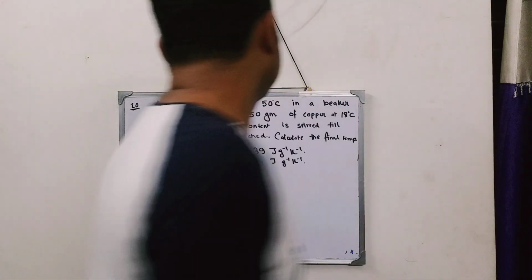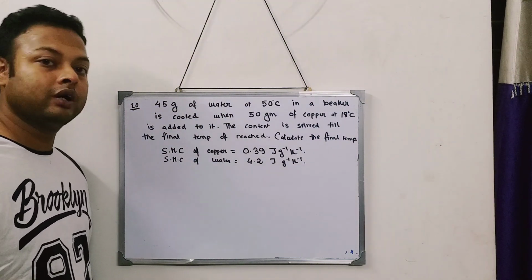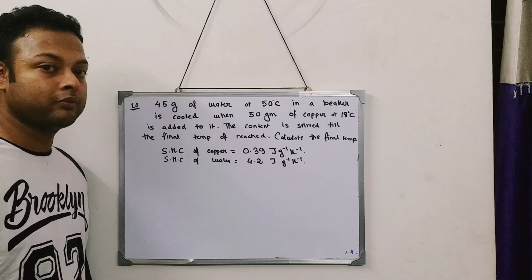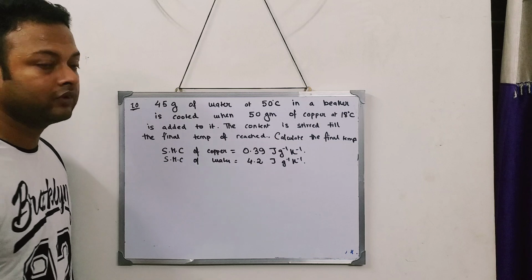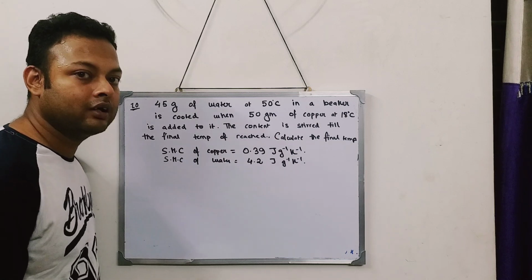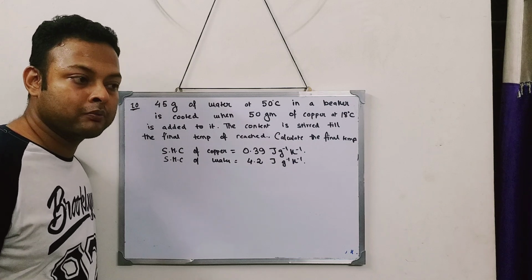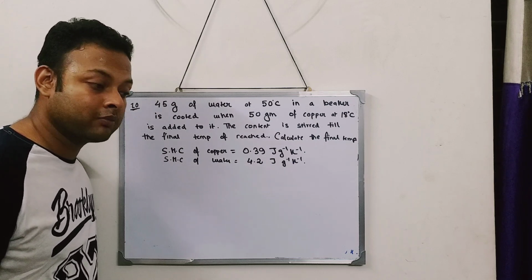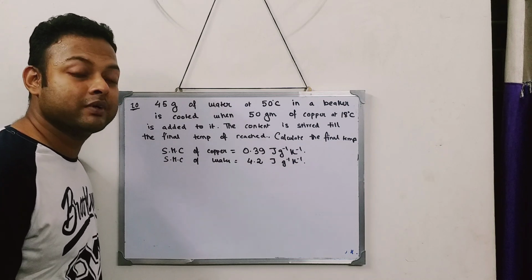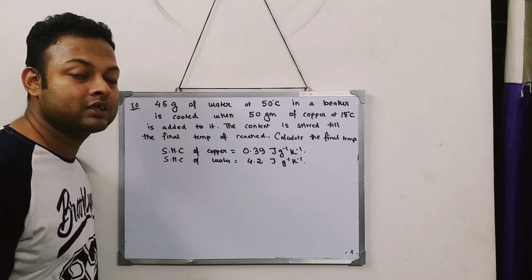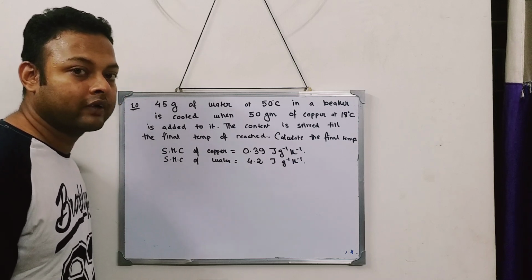Now we come to question number 10. In question number 10 also we have to use the principle of calorimetry, that is, the heat lost is equal to the heat gained. But first of all, before doing the sum, we must get the data, like which is the hot body, which is the cold body, what is the mass of the hot body, what is the mass of the cold body, what is the specific heat capacity of the hot body, what is the specific heat capacity of the cold body. So all this data we have to gather first, and then we can apply the principle of calorimetry in this sum.